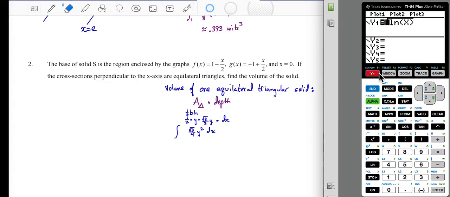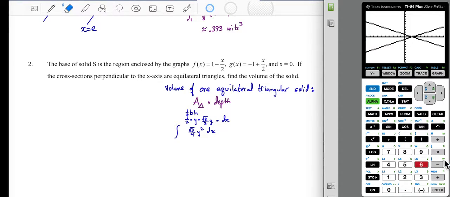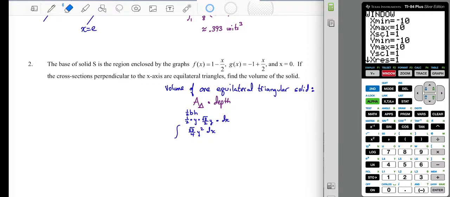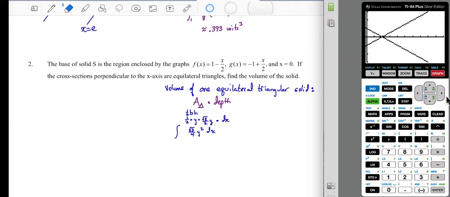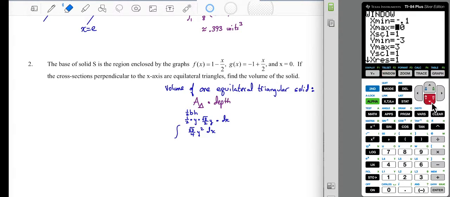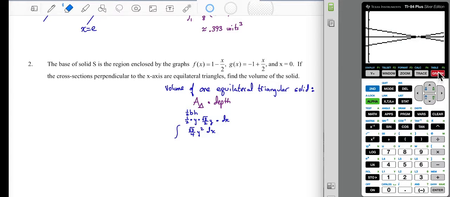1 minus x over 2. So 1 minus 0.5x, which is how I'll write that. And negative 1 plus 0.5x. And x is equal to 0 is the y-axis. All right, so if we trim it so that we're only looking at the y-axis, something like this, I could bring it in a lot. Like how about negative 3 to 3? We probably don't even need to go out as far for x, maybe even just 2 units or 3 units. All right, so something like that.